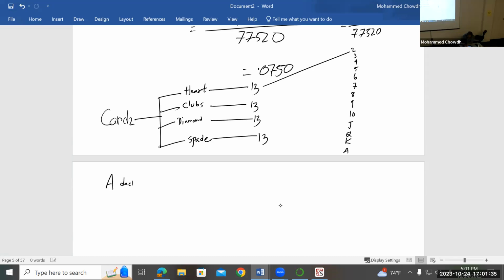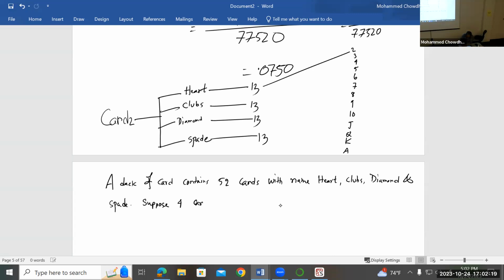A deck of cards contains 52 cards with names heart, clubs, diamond, and spade. Suppose 4 cards are drawn.